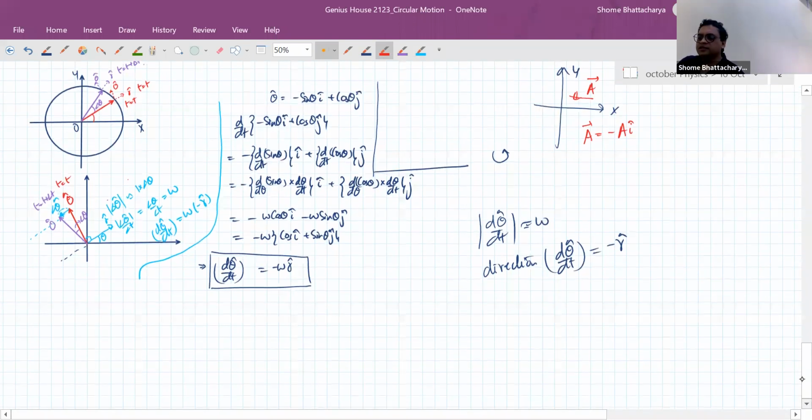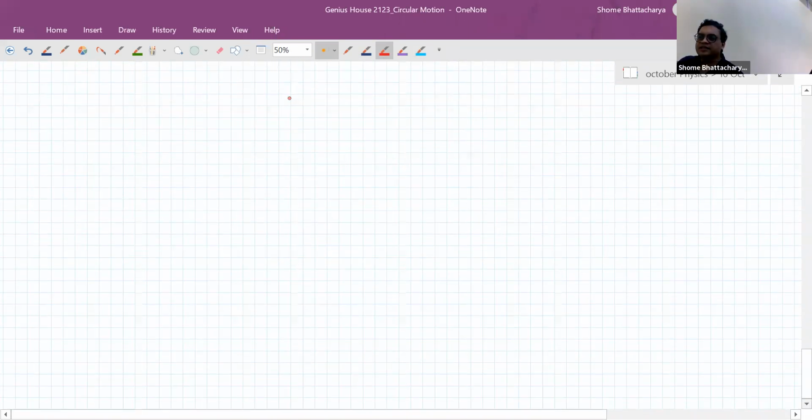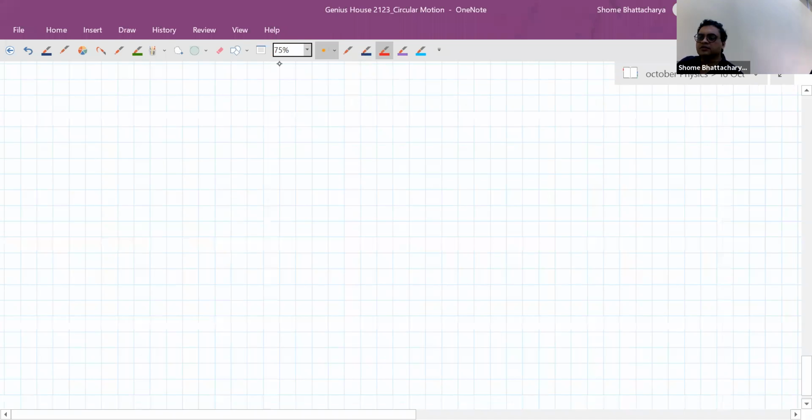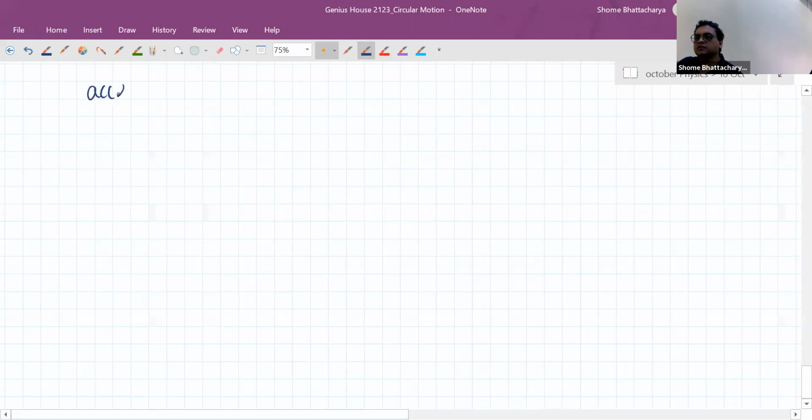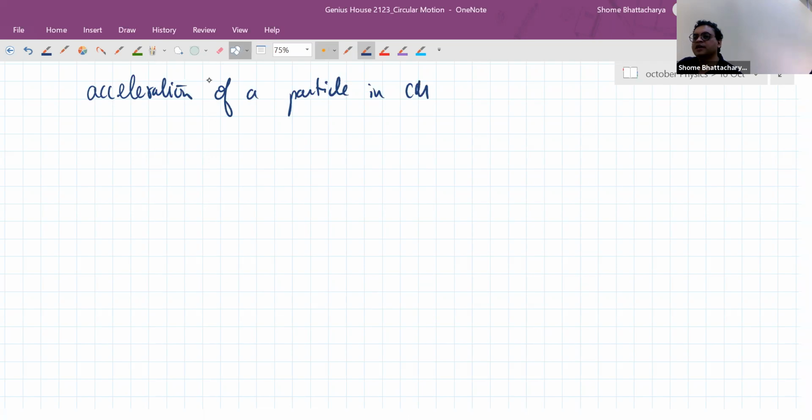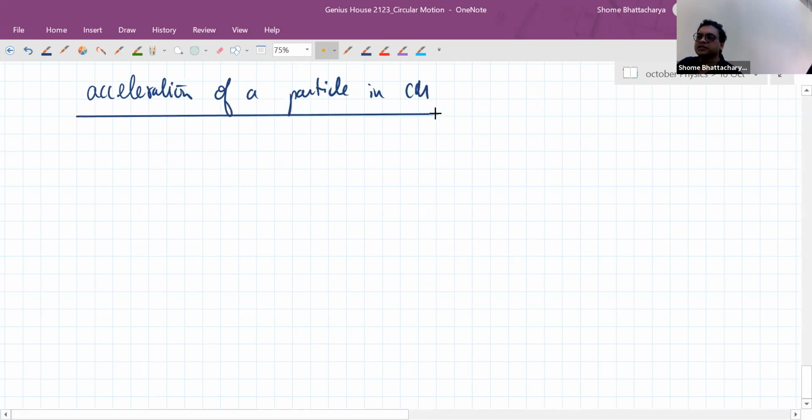Now see why this will be very important for us, because next we are going to calculate the acceleration of a particle in circular motion. We will apply the normal definition of acceleration, that it is the rate of change of velocity, but velocity is in which direction? Theta cap. So we'll have to know how to differentiate theta cap. So that's where the significance of this comes in now.